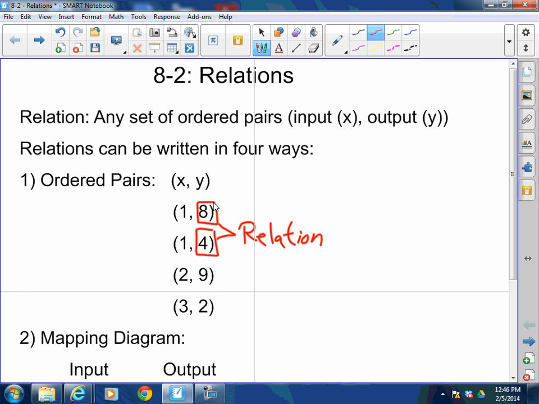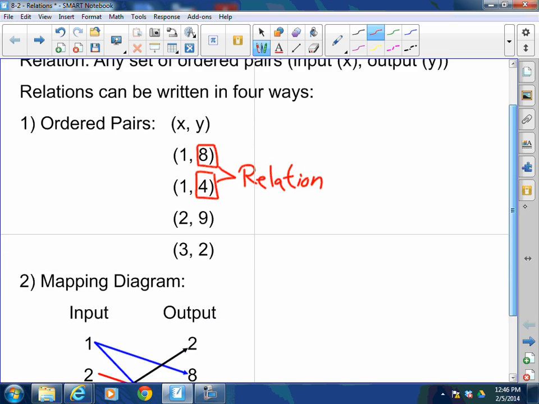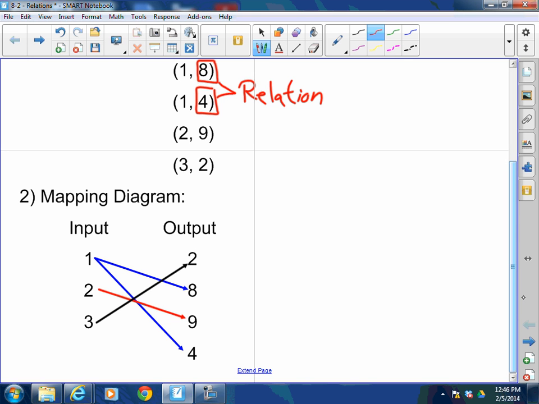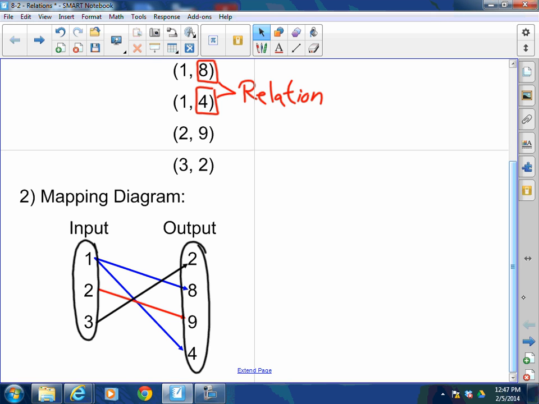So one way to write a relation is with ordered pairs. Another way to write ordered pairs is through a mapping diagram. And usually, to be technical, they'll put this in a little circle. They'll put that in a little circle, okay? And this is a relation, because when x is 1, y is 8, and when x is 1, y is 4.